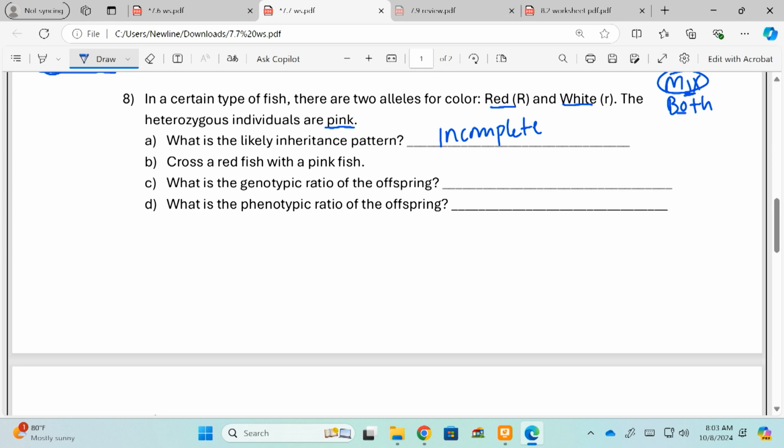Okay, it says cross a red fish with a pink fish. All right, so if you're red, you would have to be like this. And if you're pink, you have to be like this, okay? So let's fill in that Punnett square and see what we're getting.